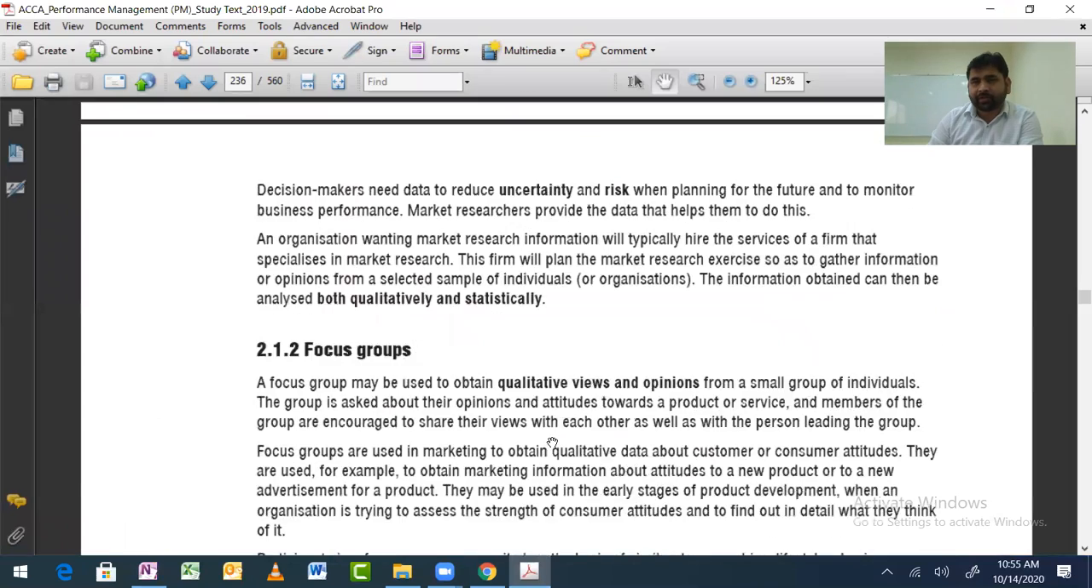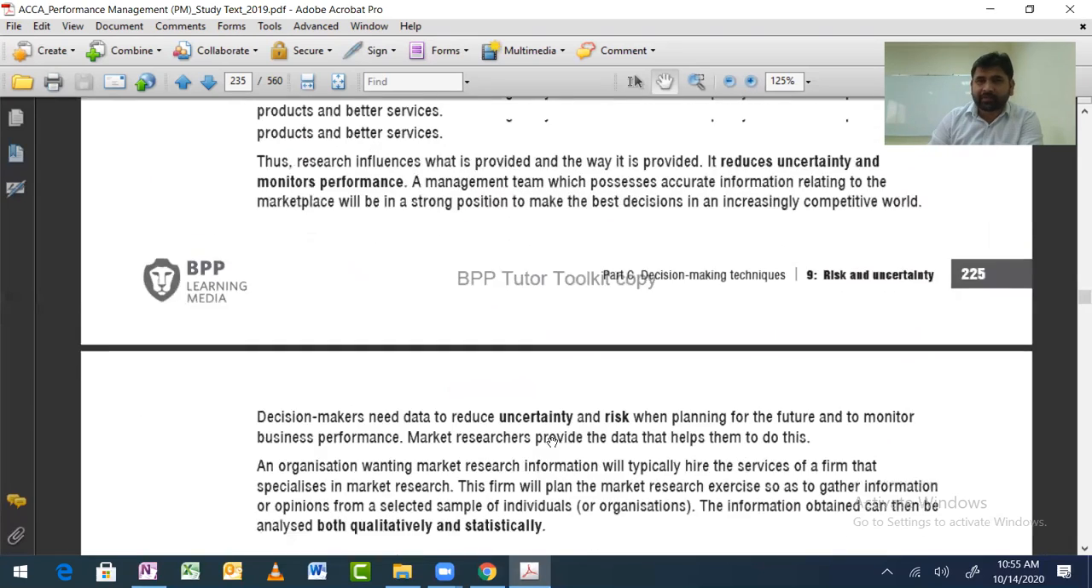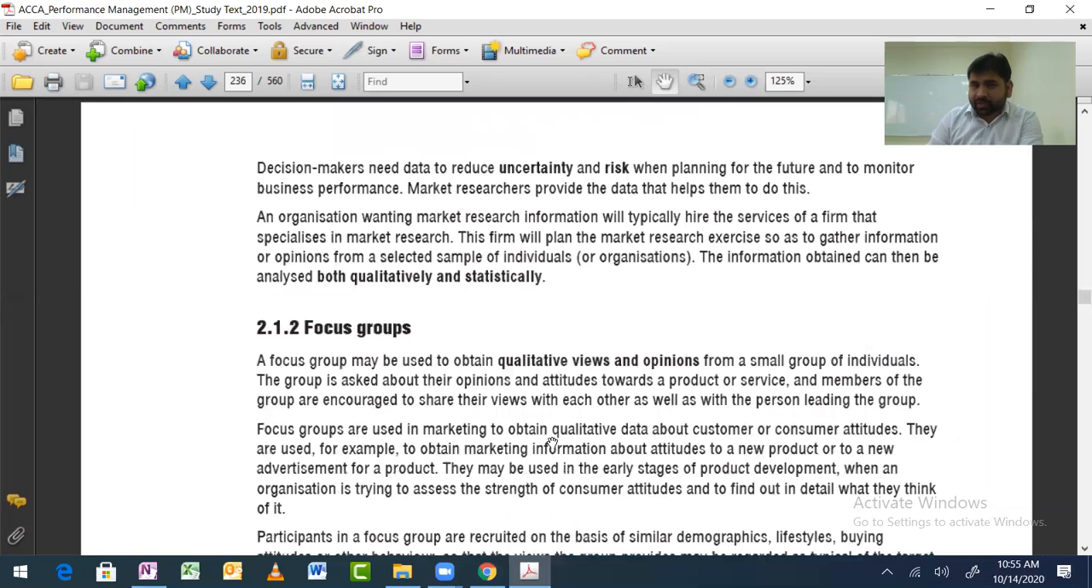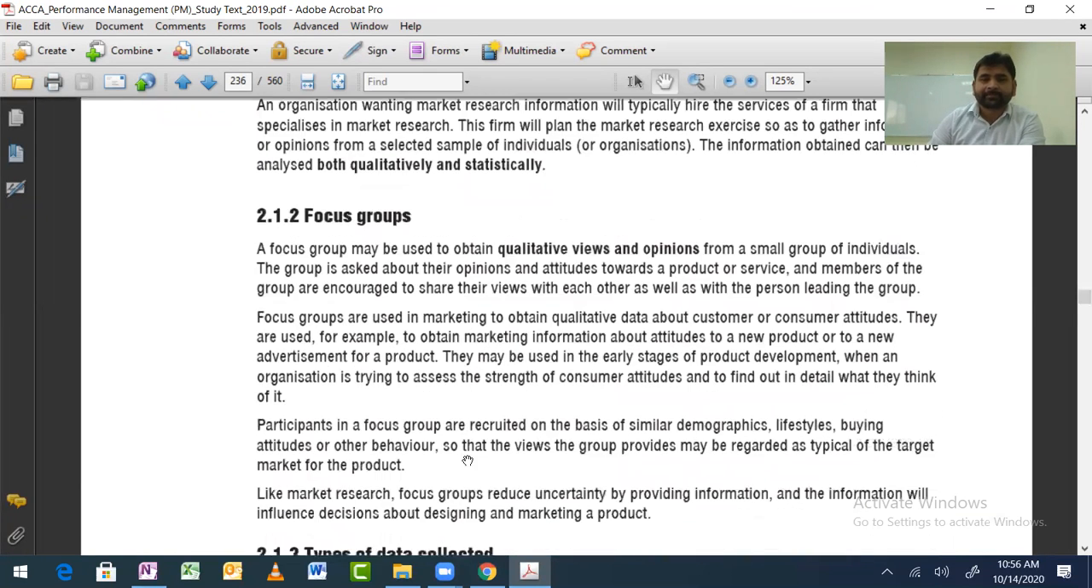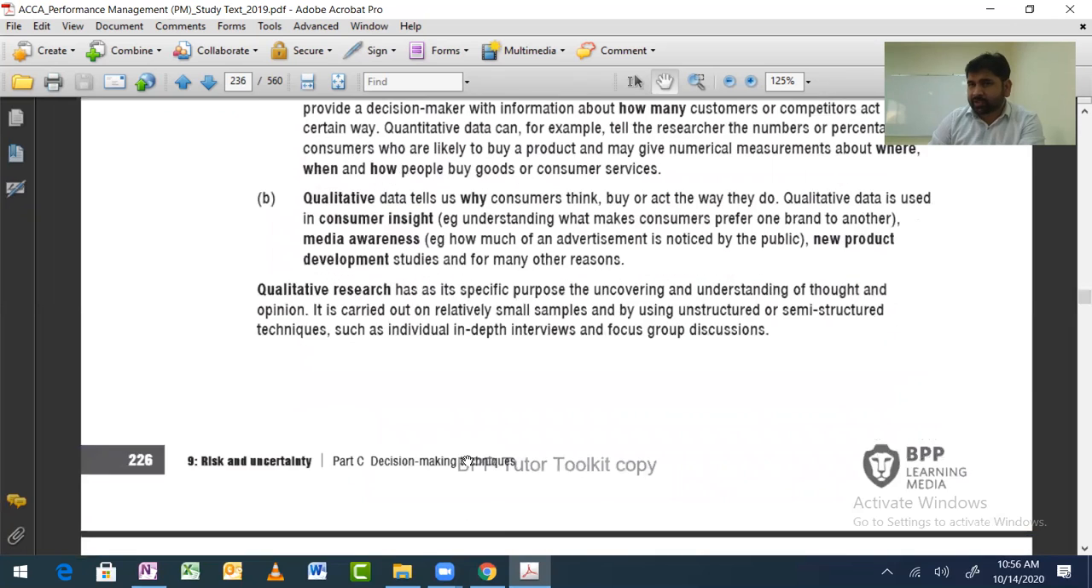How can we allow for uncertainty? Now, here they're talking about the role of market research. You will do the market research, you will have the focus groups. A focus group may be used to obtain quality views. Focus group, the categorized people, like where you want to sell the goods, you will do some research on them, focused, not on the entire market. Fine, my market segment is this kind of people, so I will talk to these kind of people and I'll see what they want. Then types of data collected, quantitative, qualitative, all of this was in F2.